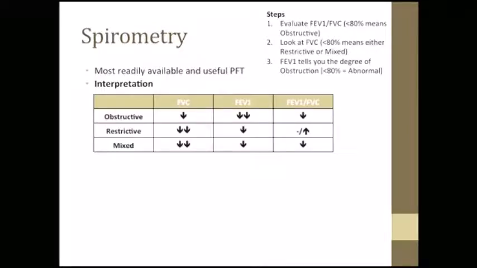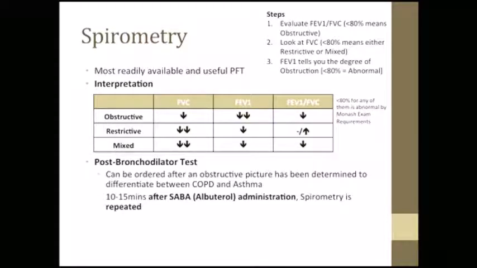So this is just a table to help you illustrate that. If FVC is low, restrictive picture. FEV1 over FVC is low, obstructive picture. And after you diagnose an obstructive picture, look at FEV1, because FEV1 will tell you the degree of obstruction, how bad the obstruction actually is. And in the mixed picture, you basically get a combination of both. Oh yes, and note that 80% is only used for Monash exams.